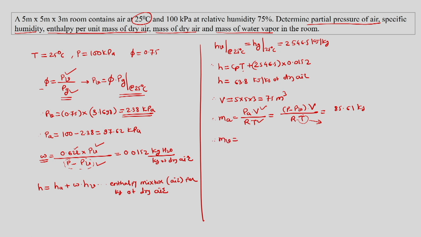So mass of vapor is equal to, in this case T is in degree Celsius, so Cp will have unit kilojoule per kg degree Celsius. So mass of vapor is partial pressure of vapor into volume upon RT. So this will give mass of vapor as 1.30 kg. We could have also found out mass of vapor as specific humidity into mass of air as well. So this is how we would have solved this example.